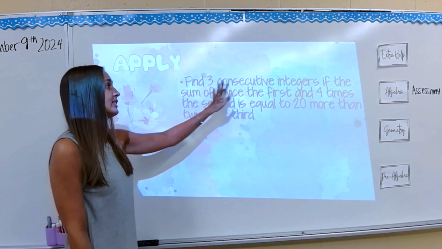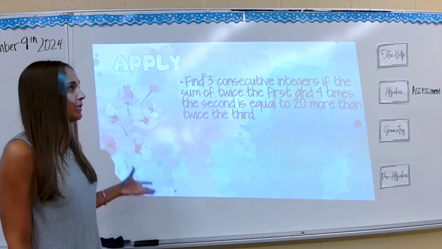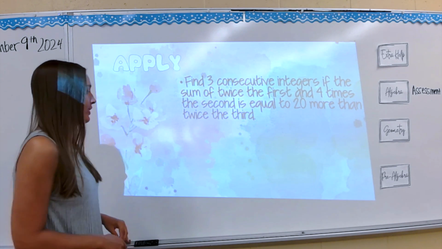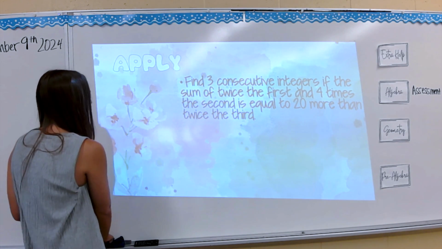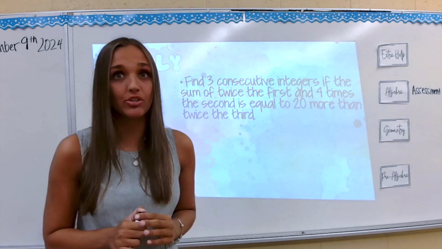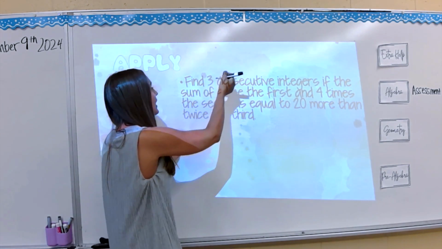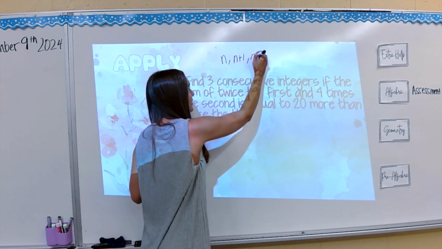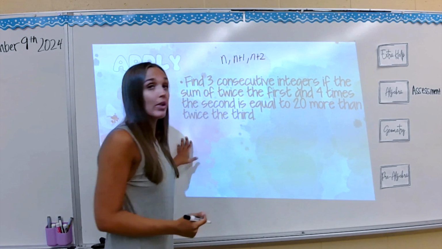It says find 3 consecutive integers if the sum of twice the first and 4 times the second is equal to 20 more than twice the third. So for this problem, we are working with consecutive integers, just plain consecutive integers. So I am saying 3 of them. So my first one is n, then n plus 1, then n plus 2. So those are the 3 I'm working with.